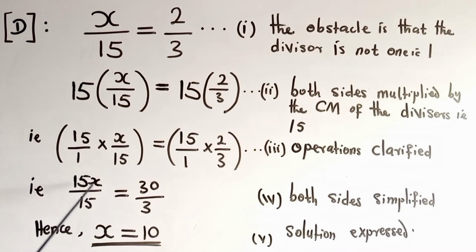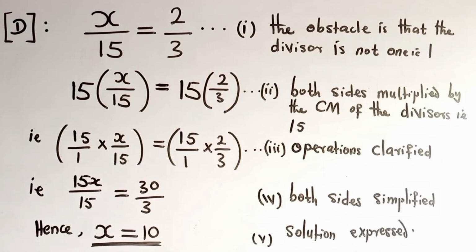15 times x is 15x. 1 times 15 is 15. Here, 15 times 2 is equal to 30. 1 times 3 is 3. That way, using the associative law, we simplify this to become x and this one to become 10. As a result, x is equal to 10. In this case, x is equal to 10 is the expression of the solution.